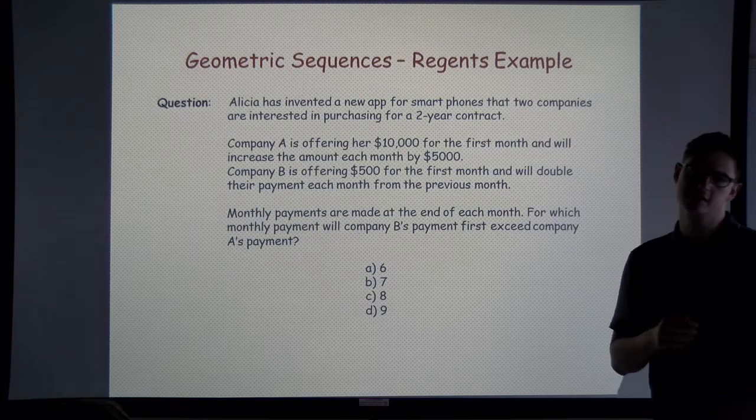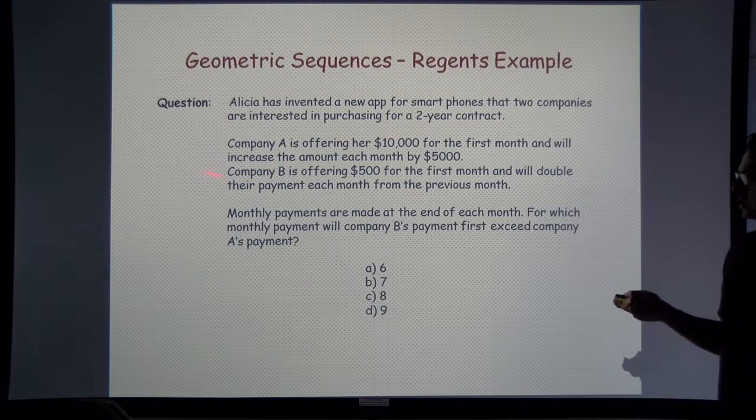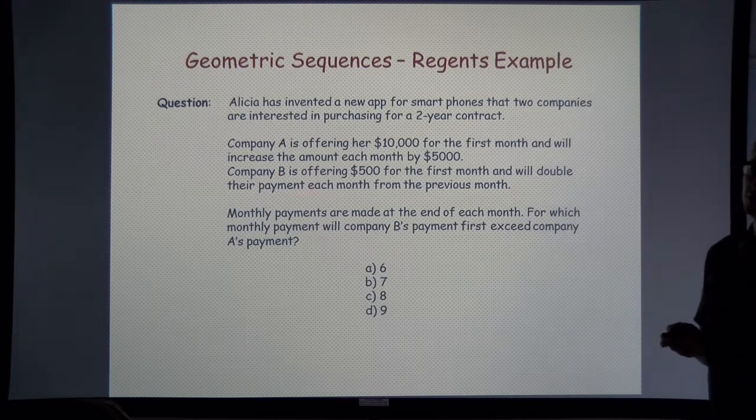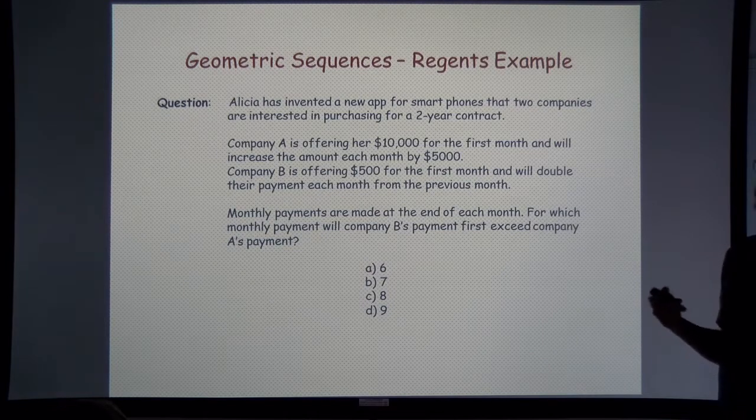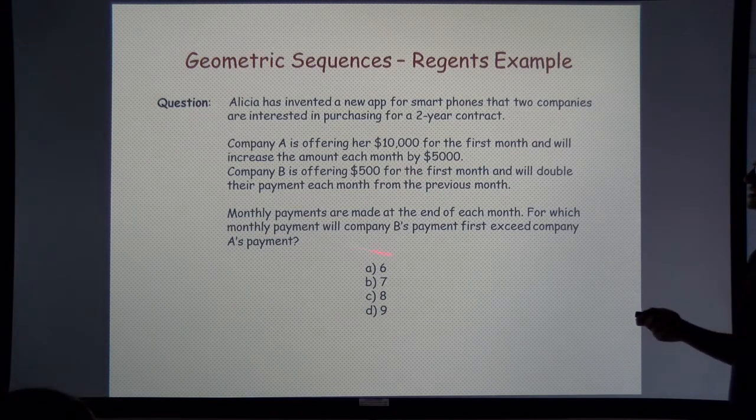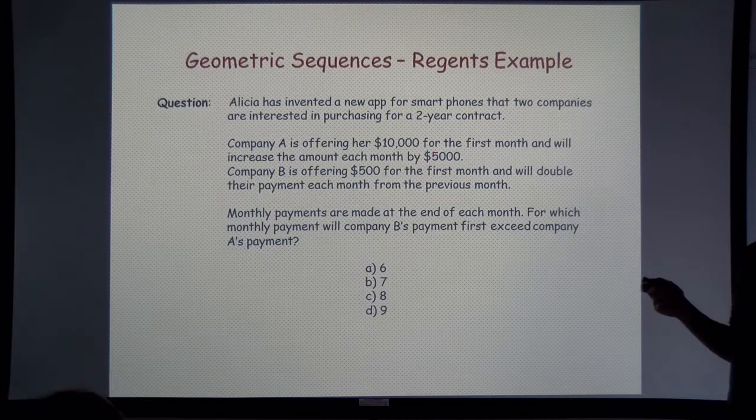So the question really is, if she ends up going with company B, how many months is it going to take for company B to exceed the amount of company A?